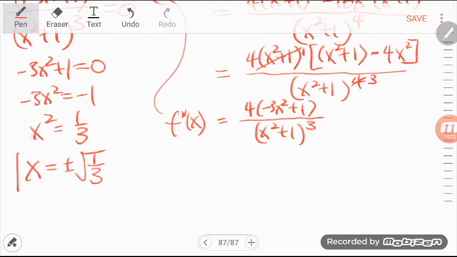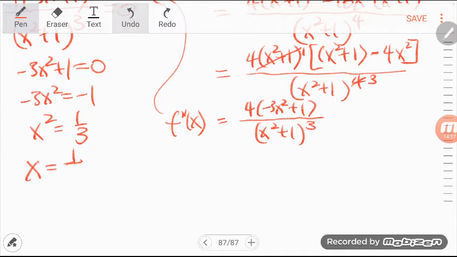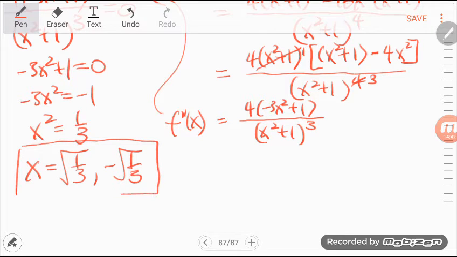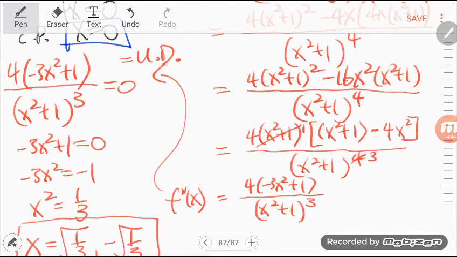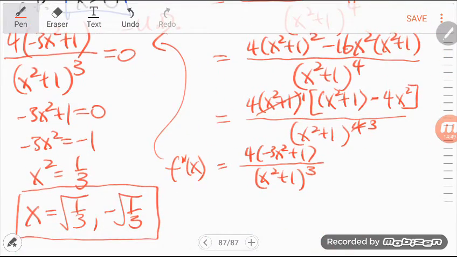Okay, yep, so I have 2 points. Let me write them separately, maybe that's better. So my x is equal to square root of 1 over 3, or negative square root of 1 over 3. And they're just values, right? One is positive, one is negative because of the square root. So here I have 2 critical points, right? And that's it. Those are the 2 critical points that I get from the equals to 0 scenario.